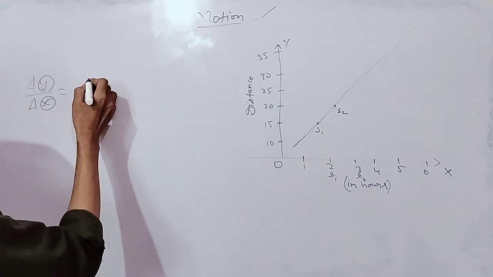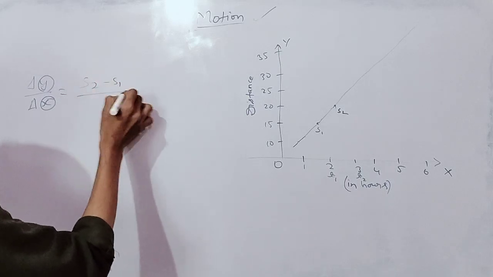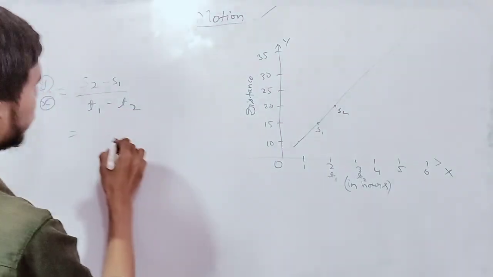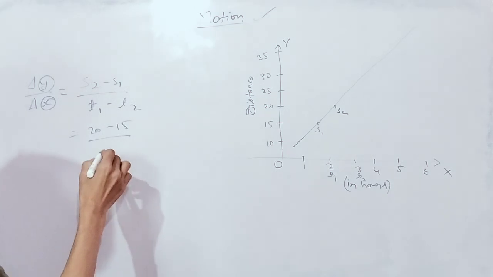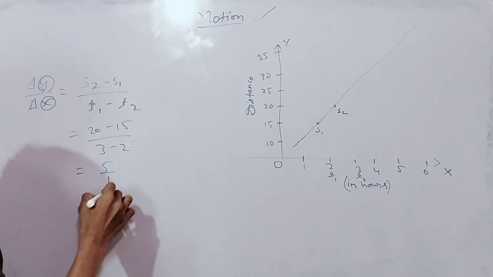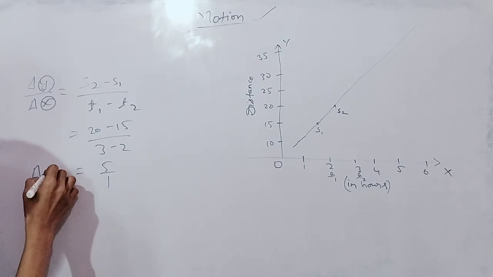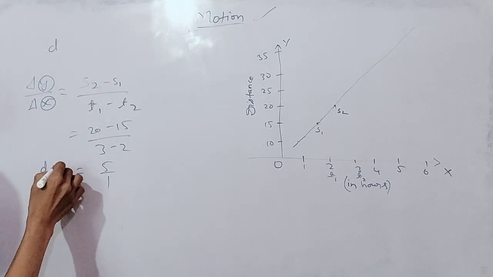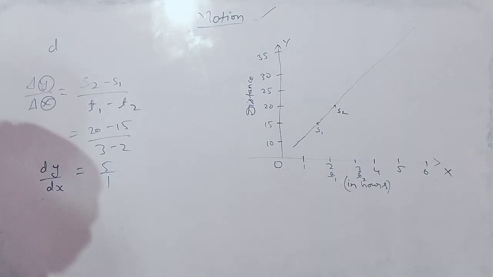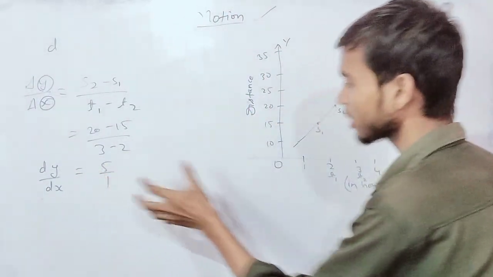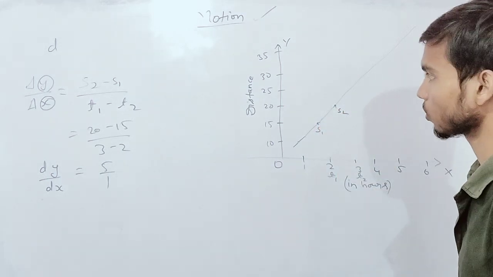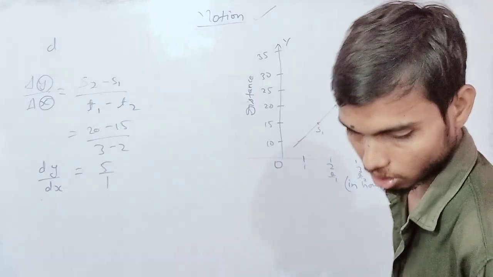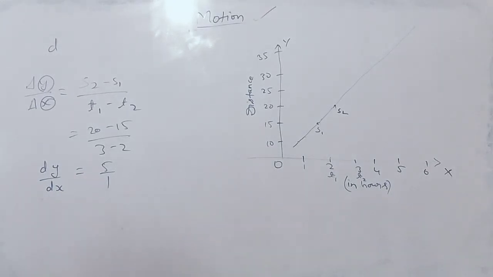So we will subtract S2 minus S1, and T2 minus T1. So S2 is how much? 20 minus 15. And T2 3 minus 2. So it came 5 upon 1. So you can see the change. Delta can be represented as dy upon dx. You got how much? 5. This 5 number is the change. You cancel 5 kilometer. That is how you find slope.